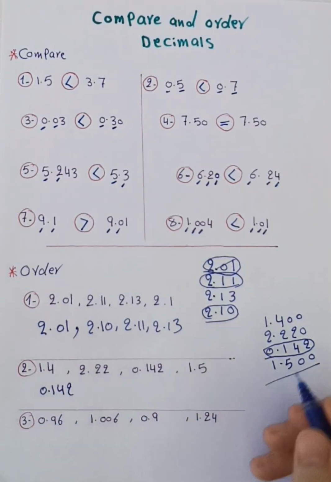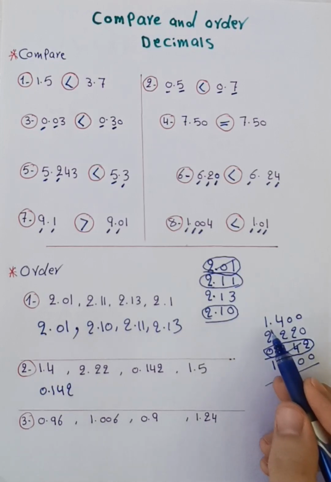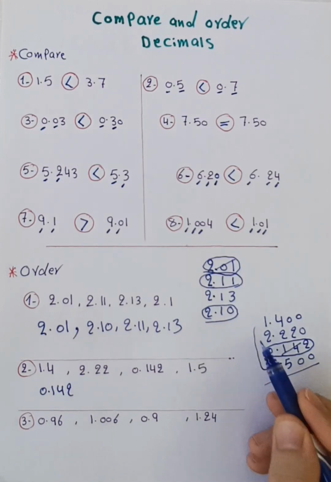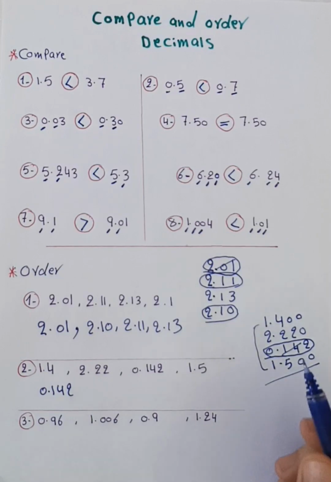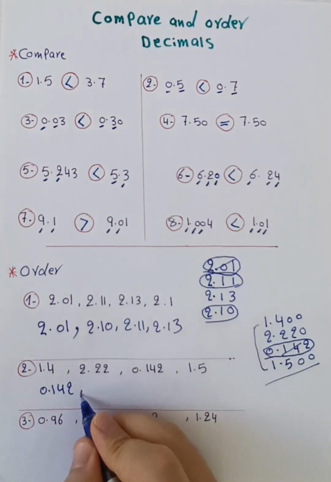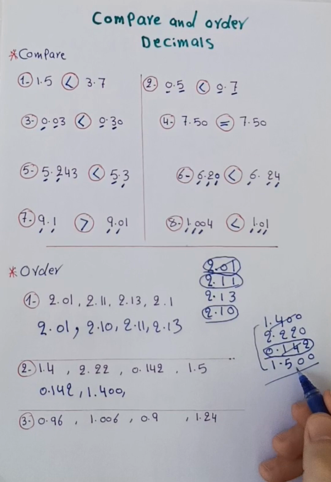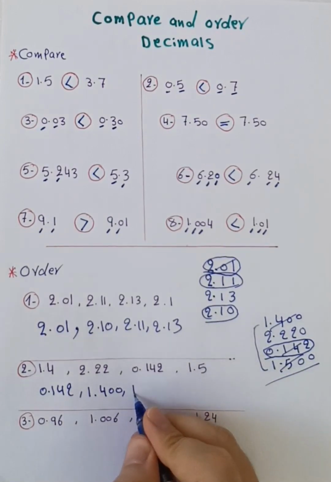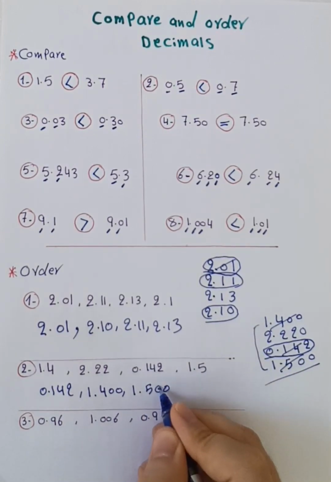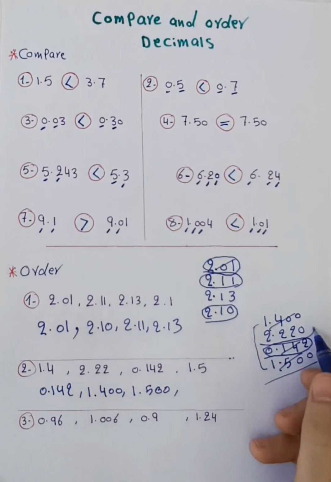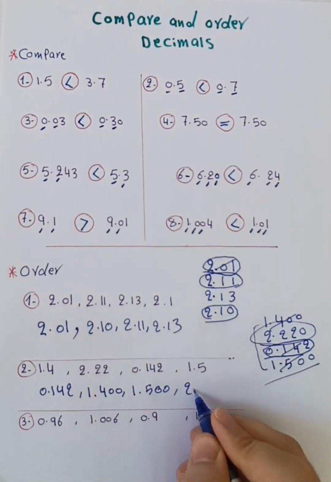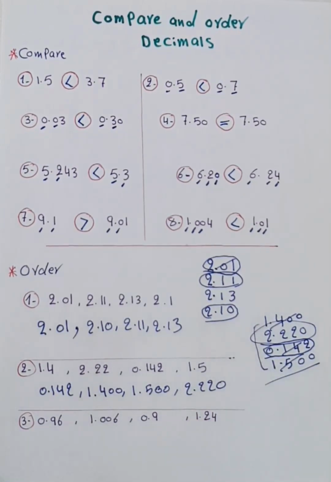0.142. After this one, these two numbers are smaller than this one. After the ones digit, we have 4 and 5. So this one is the second, and this one is the third one, and then this number is the greatest number, 2.220.